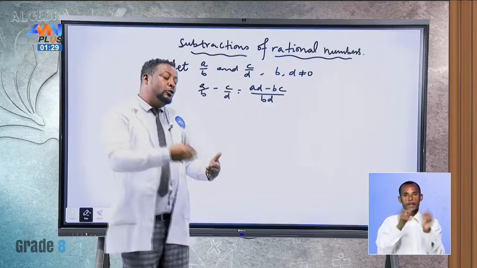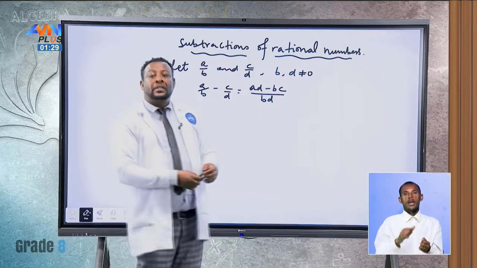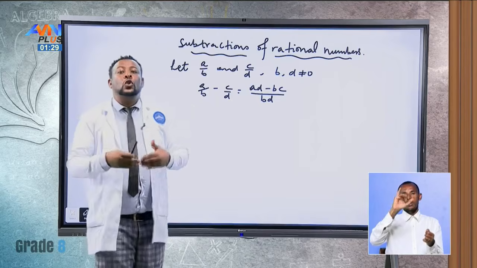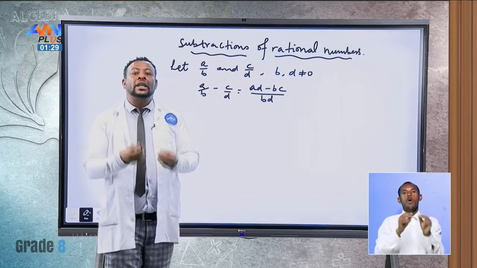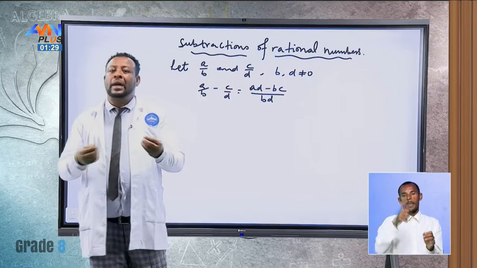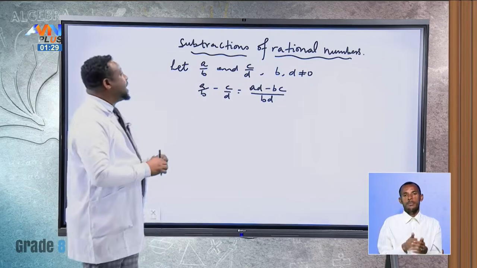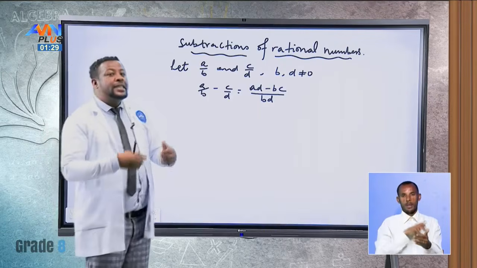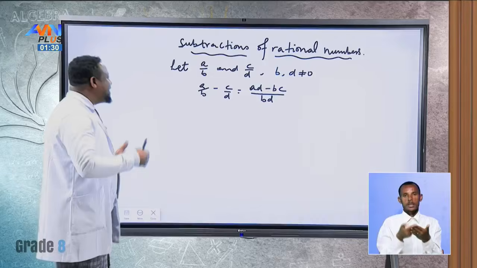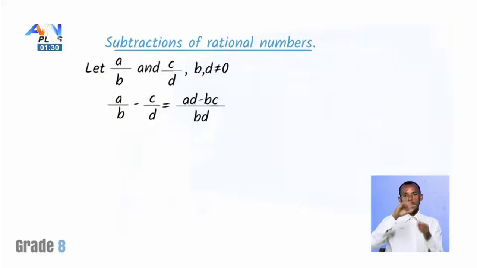But when you come to the commutativity, associativity property, and the rest, those properties do not work for subtraction. There is no commutative property in subtraction. A minus B and B minus A are not the same. So we can say there is only closure property in subtraction. Saying this, let's see some examples of subtraction of rational numbers.